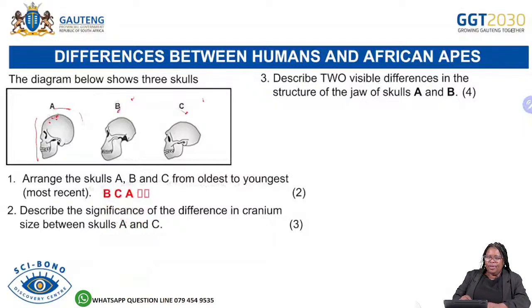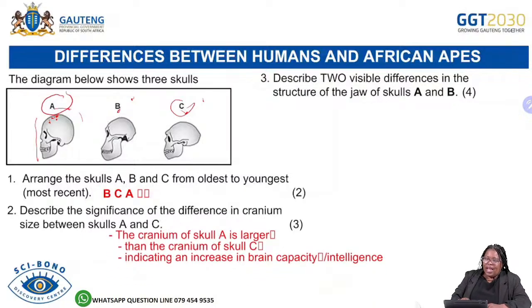Right? Describe the significance of the difference in cranium size between skull A and skull C. Here, you talk about the size of the brain between the two. Right? So the cranium of skull A is larger. This one is smaller. Okay? So it's larger than C. Cranium of A is larger than C. This is how you need to phrase your answers.